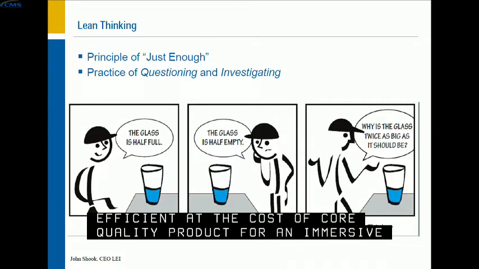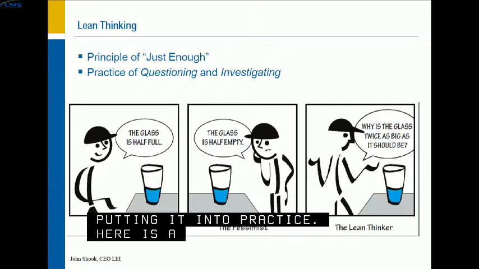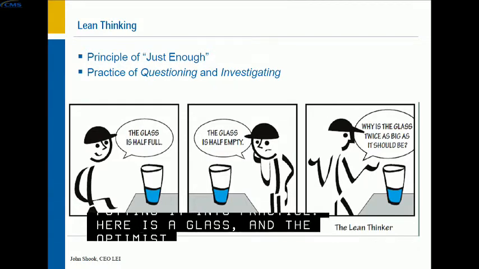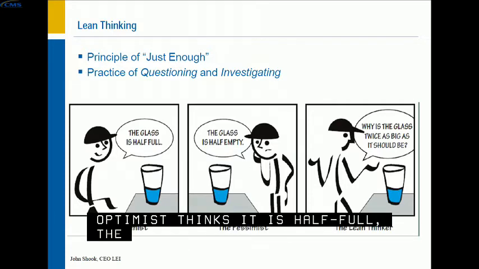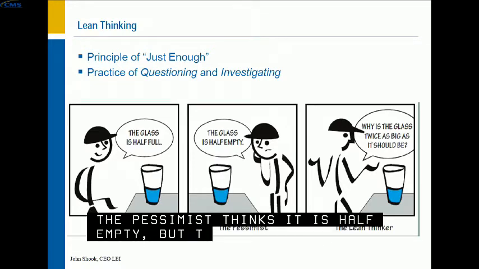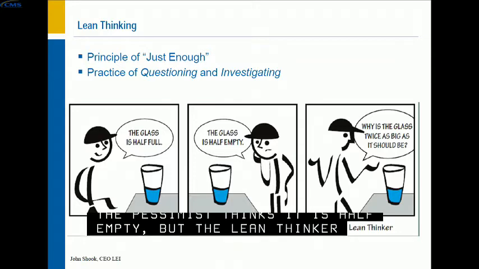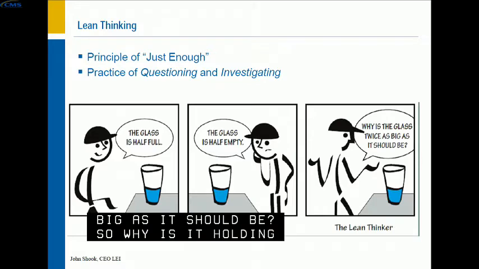So here there's a glass and the cartoon says the optimist says it's half full, and the pessimist says it's half empty. But the Lean thinker says, why is the glass twice as big as it should be? So the idea is, why do we either have more glass than we have need of because we only have this much water, or why haven't we filled it all the way up because we have this much glass? So the idea is, how do we constantly think about right-sizing, not overproducing, not having too much supply, not wasting time and energy?